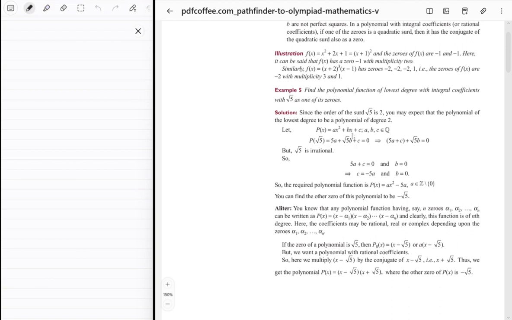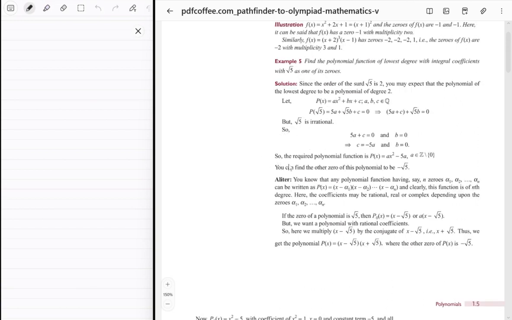Interesting. Okay. We'll see that later on. So the required polynomial function is p(x) equal to ax squared minus 5a. You can find the other zero of this polynomial, negative square root 5.